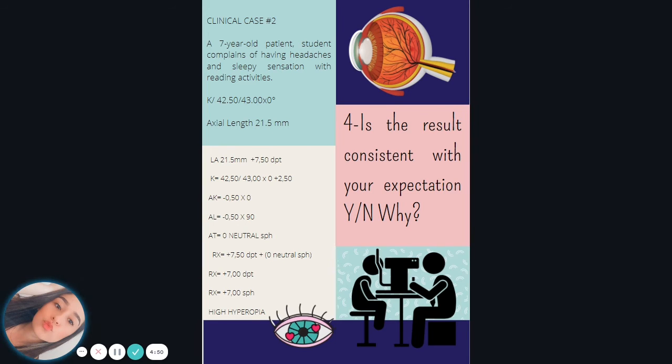Now I'm going to talk about the data from the static retinoscopy. We are going to perform the transposition, which will allow us to know the name of the defect. As in this case, we don't have a cylinder, as we can see. When performing the transposition, we could say that it is a high hyperopia because it exceeds plus 5 diopters.